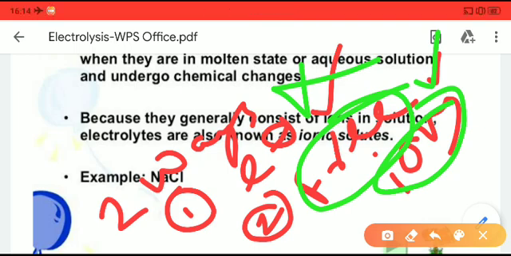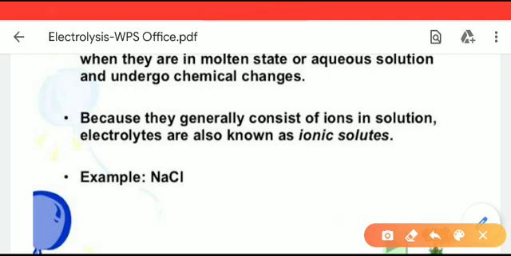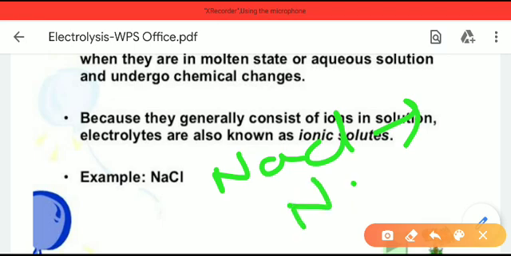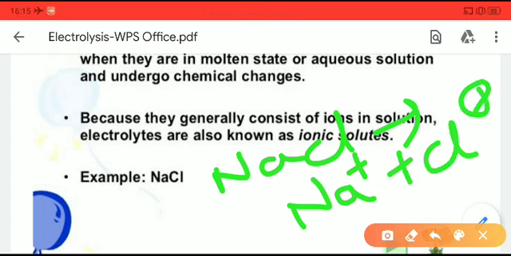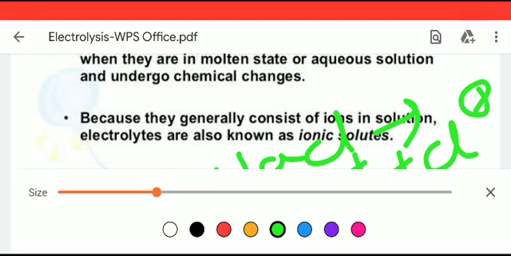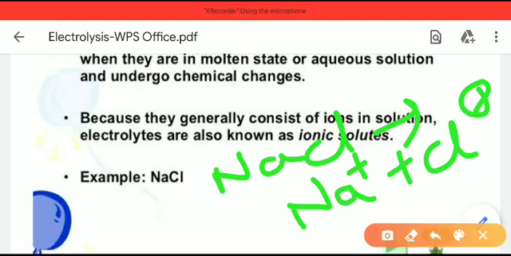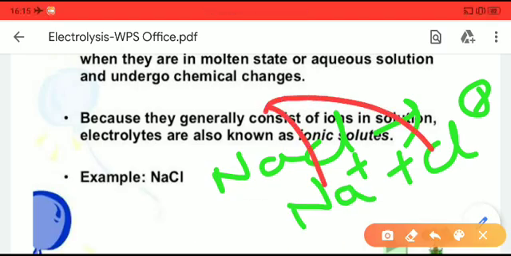The example is NaCl. I can show you how NaCl is ionized. NaCl is ionized into Na plus and Cl minus. These two free ions can carry or conduct electricity because they are free ions. That is why NaCl in the molten state or in aqueous solution can conduct electricity.